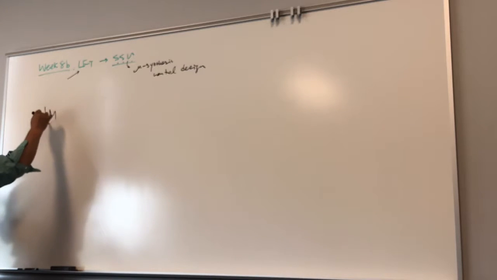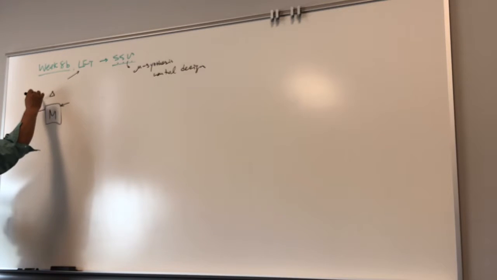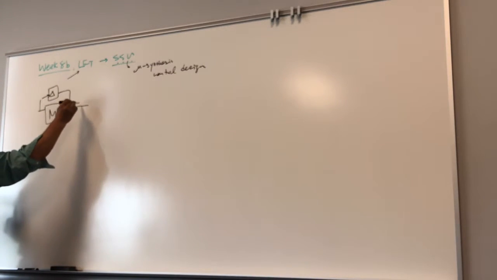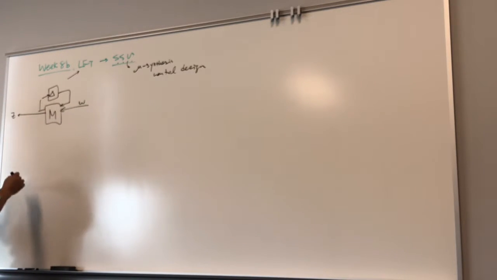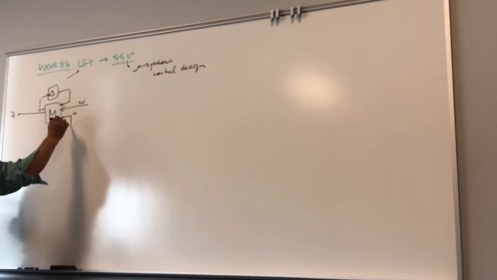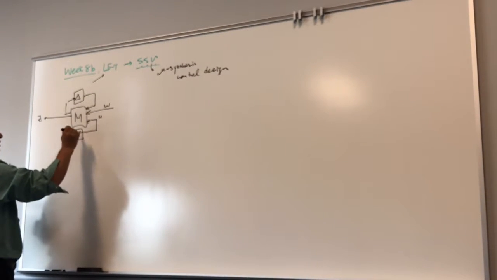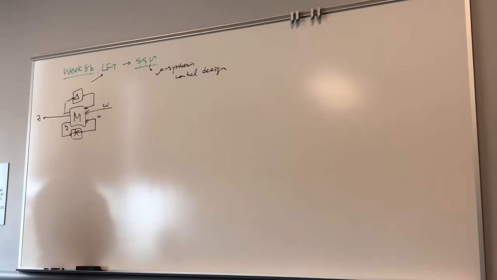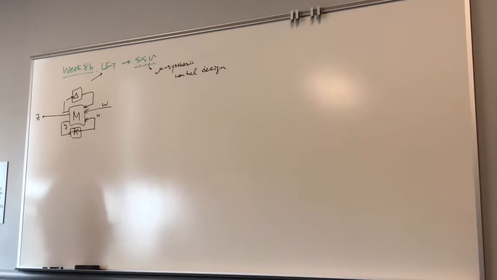So you have a nominal plant. You pull out the uncertainties, and so you have TZW. You have W in here and Z in here. You have U in here, and here you have K. So this is all output, Y. So that's basically our view of robust control.